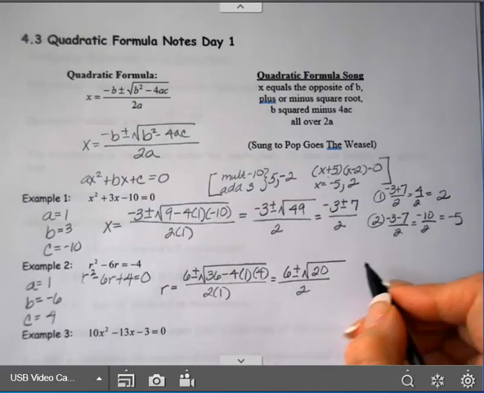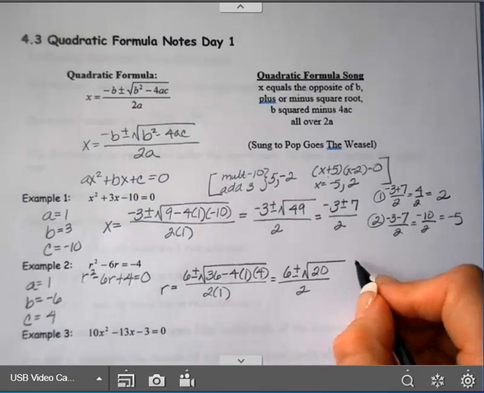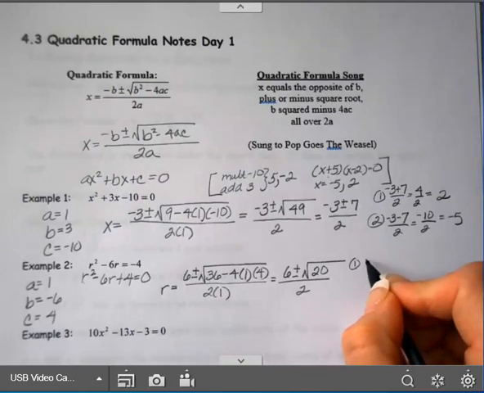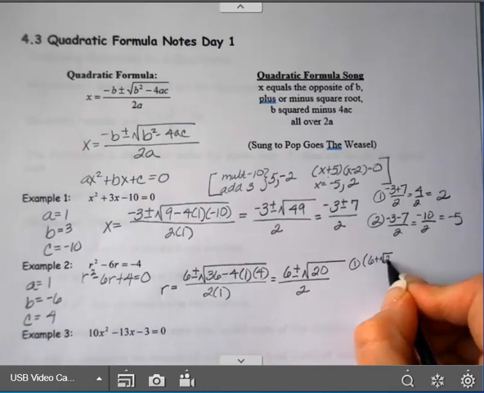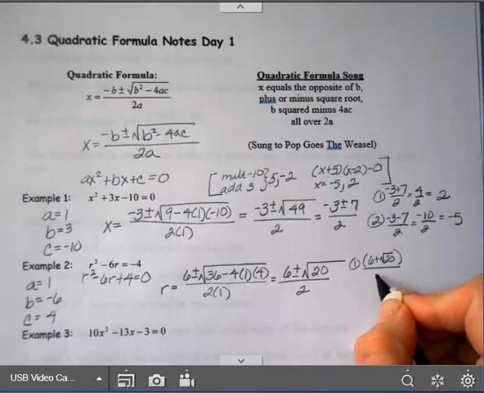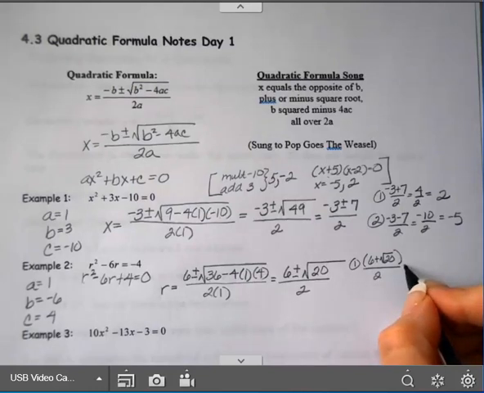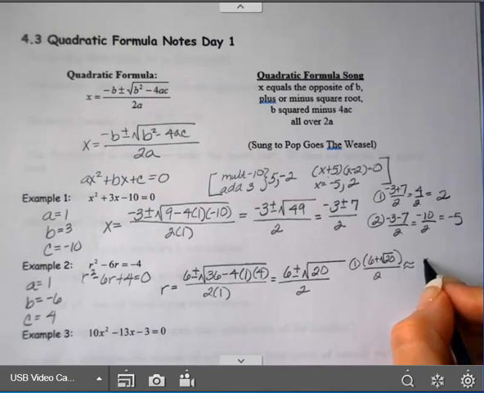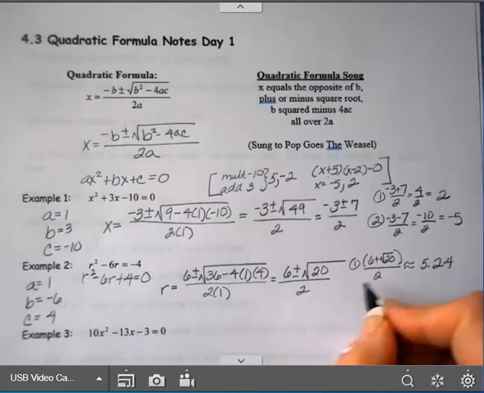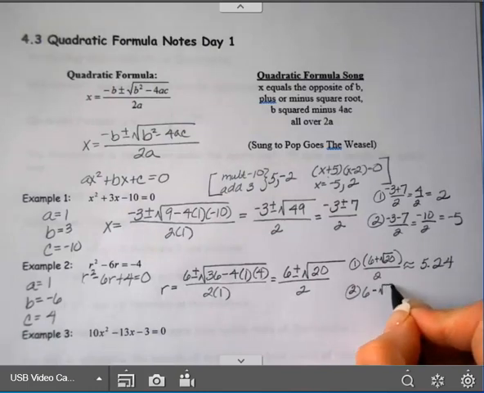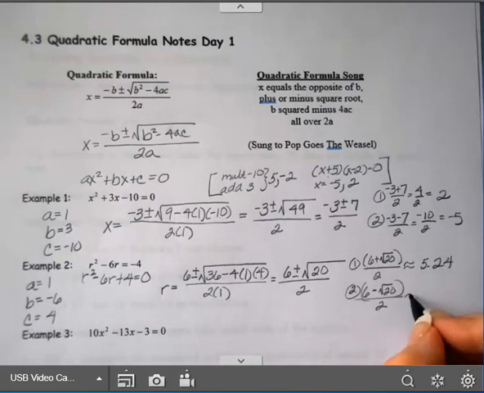And that's over 2. Now 20 is not a perfect square, so we'll go ahead and round this. You'll want to do 6 plus the square root of 20 in parentheses, and then divide that by 2. When you do that on your calculator, you'll get approximately 5.24. And on the second one, you'll do 6 minus the square root of 20. Make sure you put that in parentheses, divided by 2. And that is approximately 0.76.